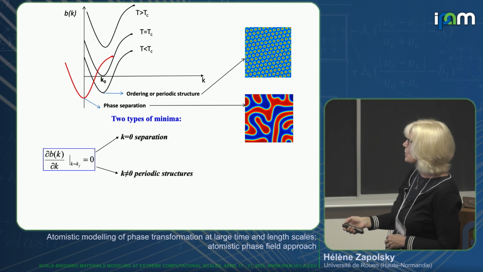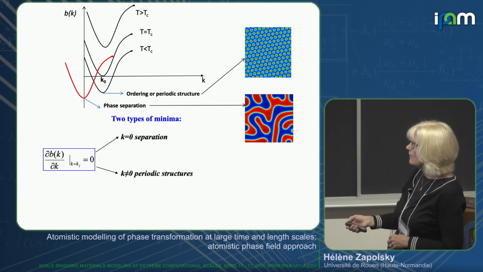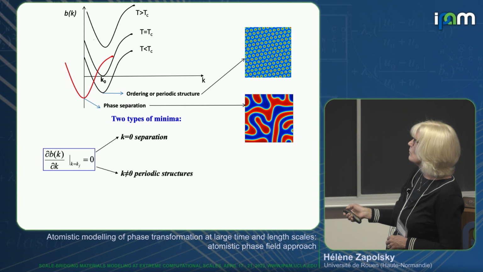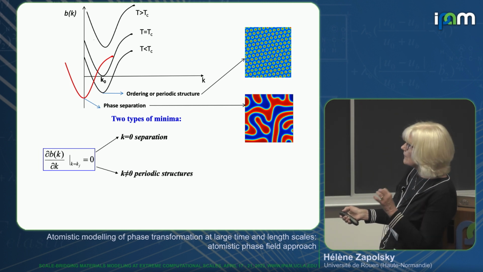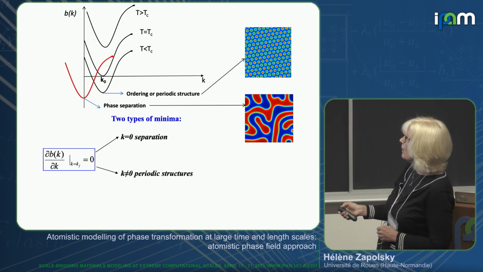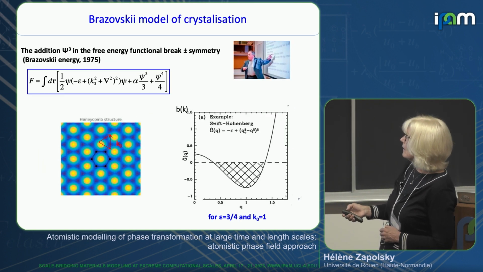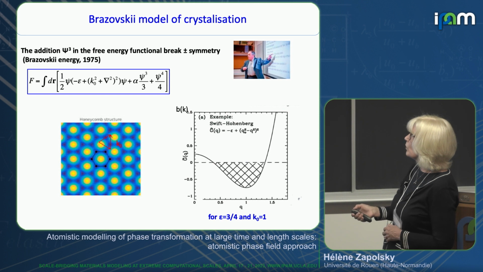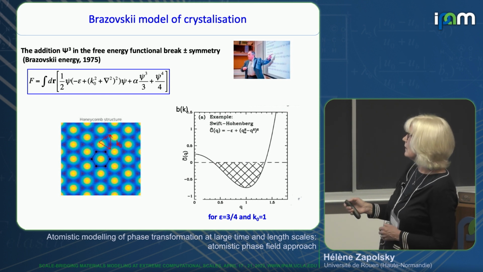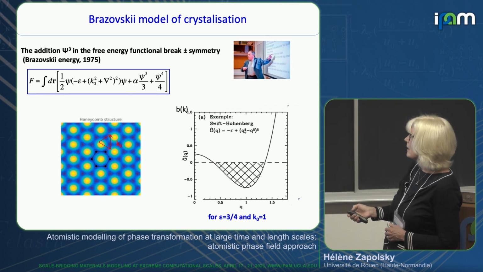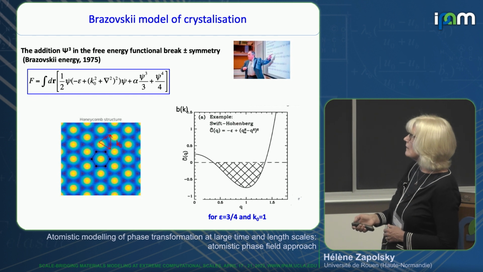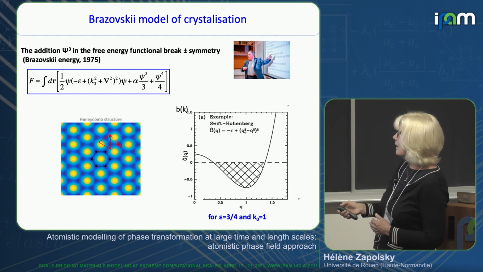And if the B function has its minimum at some given k0, the system will produce some periodic structure, as you can see here, where the precipitates will be exactly the same size and arranged in this honeycomb structure. This idea was also proposed by Brazovsky in the 70s to describe crystallization phenomena.